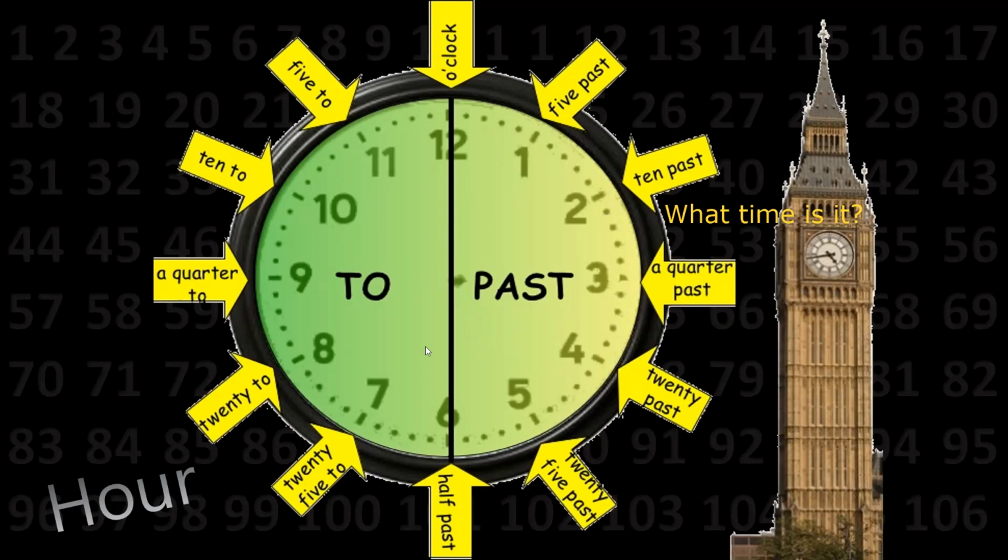Now, moving to the other side of the clock, I start counting how many minutes to the next hour. So here, 25 to. I don't say the word past anymore. I say the word to. 25 to, 20 to, a quarter to, 10 to, 5 to, and then when it's the full hour, I say o'clock. Okay?